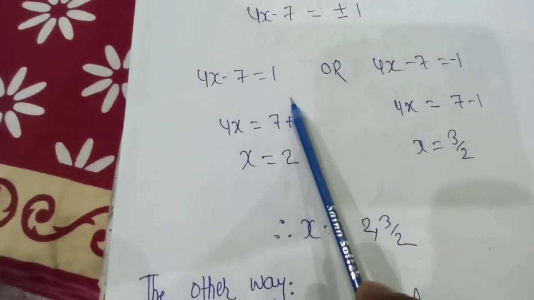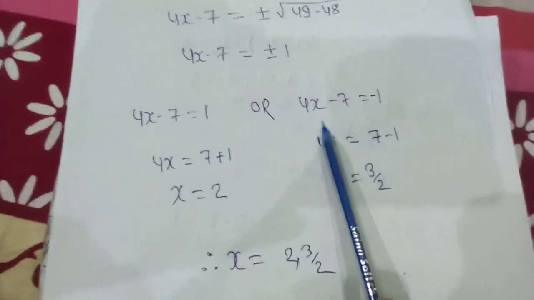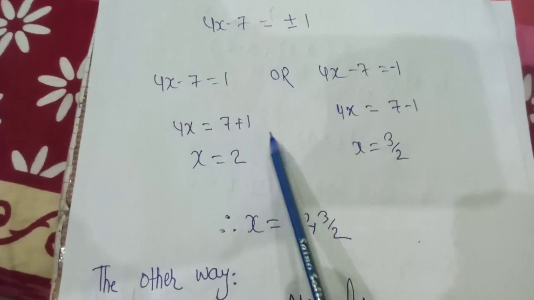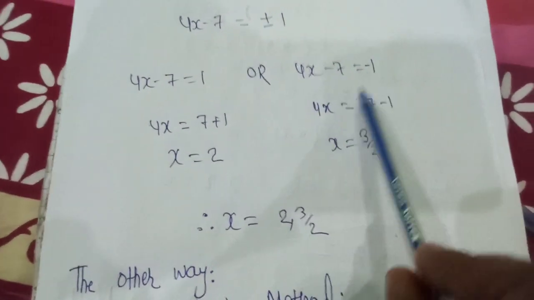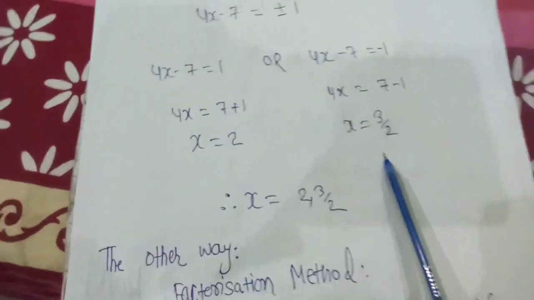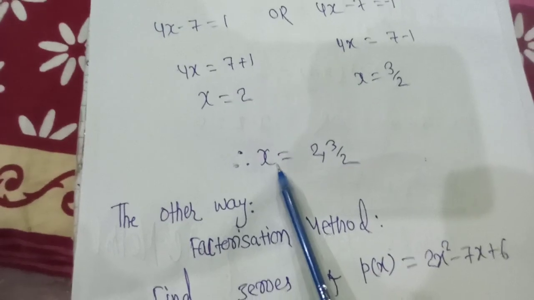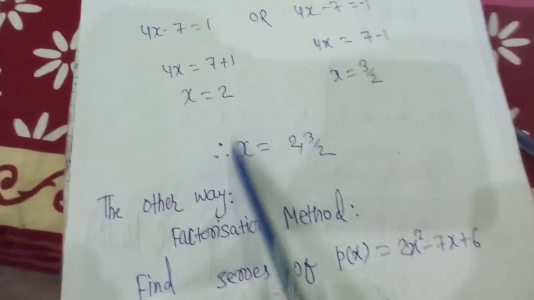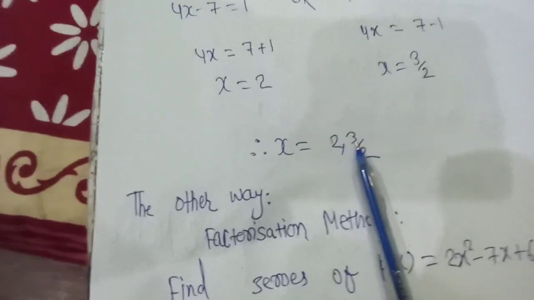So 4x minus 7 equals 1, or 4x minus 7 equals minus 1. So this is 4x equals 7 plus 1, so x equals 2. And this is 4x equals 7 minus 1, so x equals 3 by 2. So we get the value x equals 2 or 3 by 2. These two values are the zeros of the polynomial.